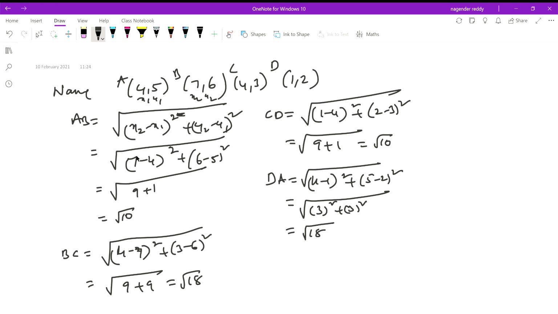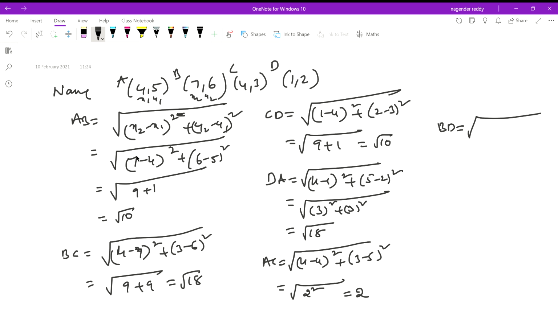So now we can assume that maybe it may be a rectangle. So we'll go for the diagonals AC and BD also. We go for AC, that is 4 minus 4 whole square plus 3 minus 5 whole square. What will you get? 0 whole square and 2 whole square. 2 whole square means we'll get 2 only. And BD, under square root of, what is BD? 1 minus 7 whole square plus 2 minus 6 whole square. So 1 minus 7 whole square, 6 whole square is 36, plus 2 minus 6 is 4, 16, under square root of 52.